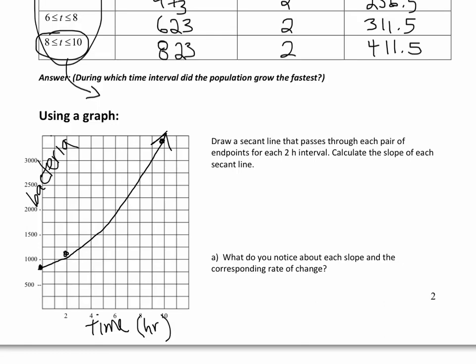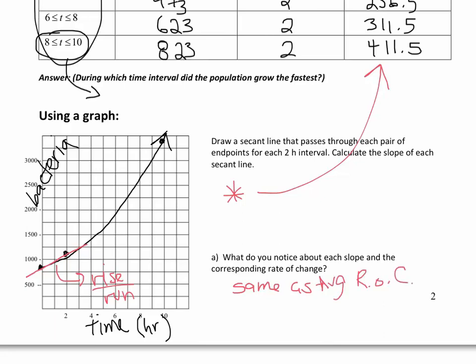Then it asks us to draw a secant line that passes through each pair of endpoints for each 2-hour interval. So for example, the first one, the secant would be here, and then you could calculate the slope for that using rise over run, and you would do the same for each of those. What you should get here is the exact same values you got in the table above. You should notice that each of the slopes are the same as the average rate of change that you calculated above, and that the average rate of change is equal to the slope of the secant line.